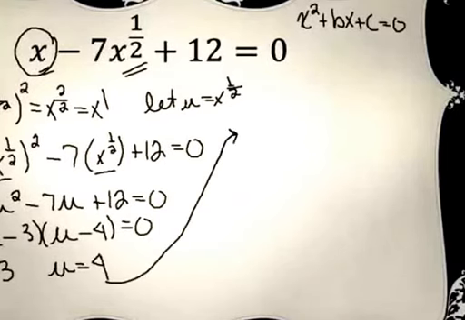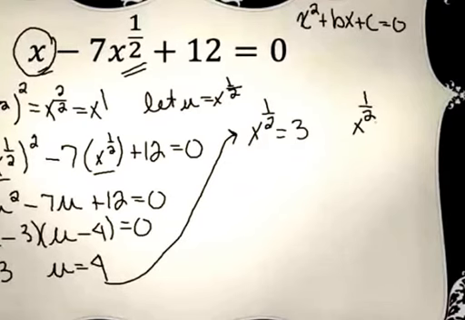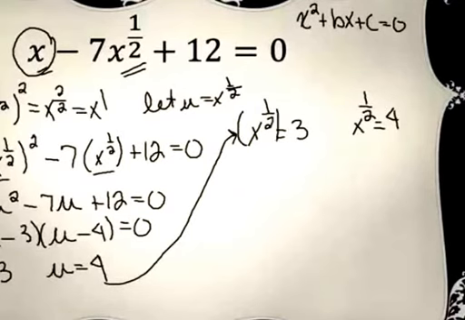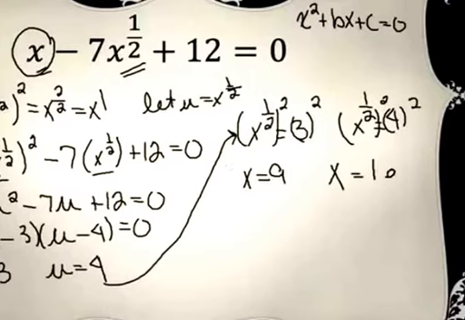So now I'm going to substitute back. I know that u is x to the 1/2. So I'll have x to the 1/2 equals 3 and x to the 1/2 equals 4. I want to get rid of this 1/2, so I'm going to square it. So it turns out x equals 9, and square this one, and it turns out that x equals 16.